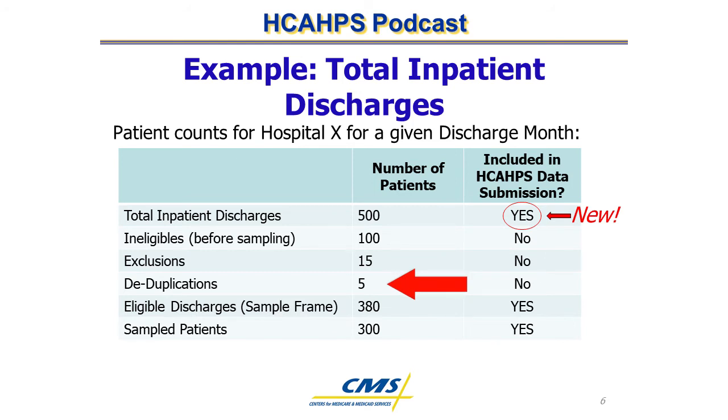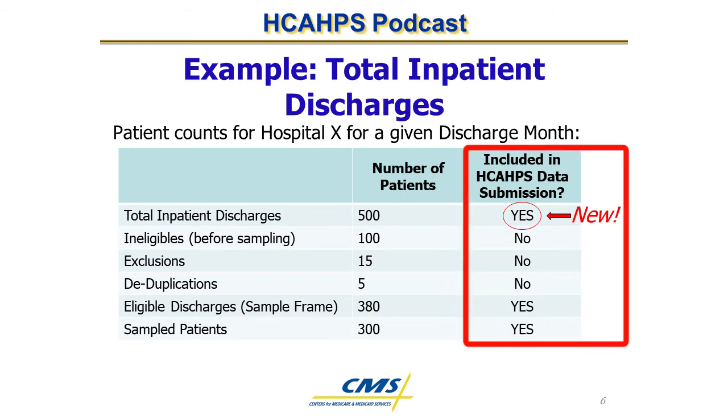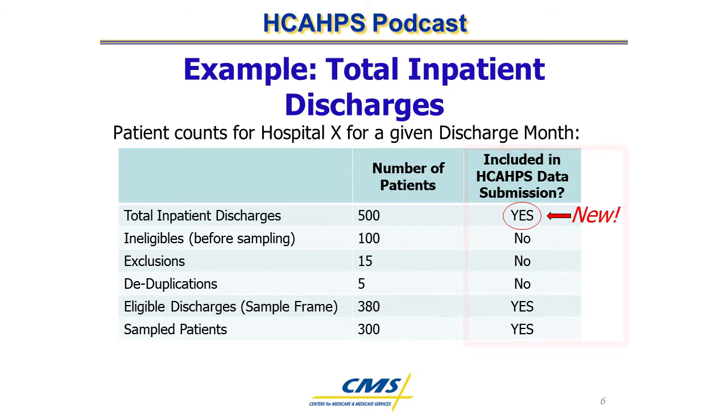After subtracting the above counts from 500, this left 380 discharges for the HCAHPS sample frame, of which 300 were sampled. Note that the column for HCAHPS data submission illustrates which patient counts are submitted to the HCAHPS data warehouse in the hospital header record. Total inpatient discharges is a new required variable for HCAHPS data submission.